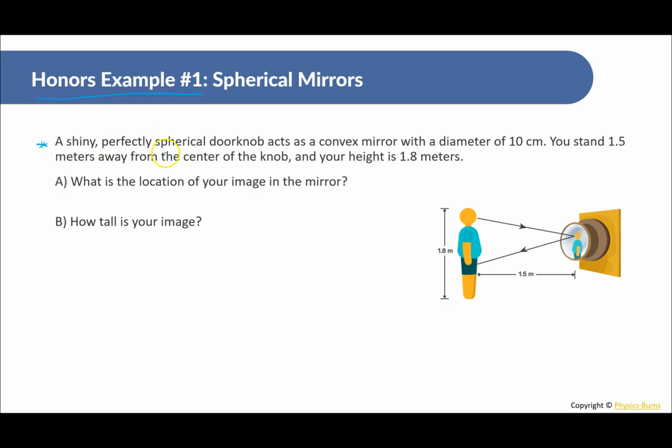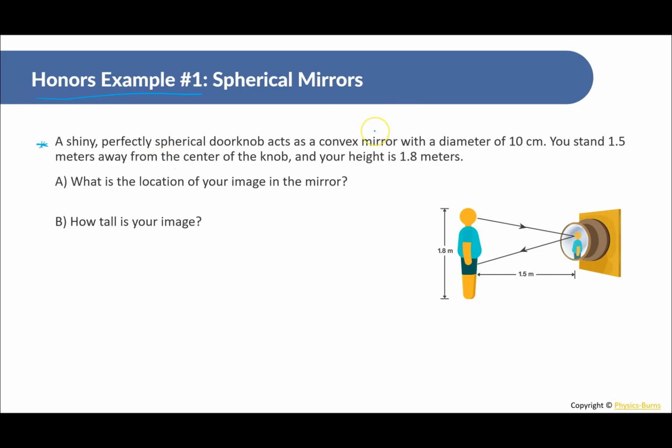A shiny, perfectly spherical doorknob acts as a convex mirror with a diameter of 10 centimeters. You stand 1.5 meters away from the center of the knob and your height is 1.8 meters. What is the location of your image in the mirror?